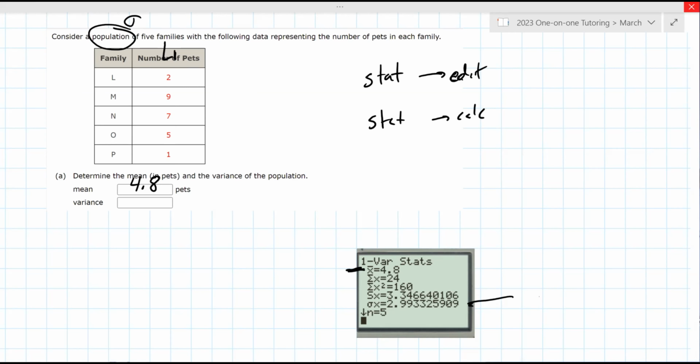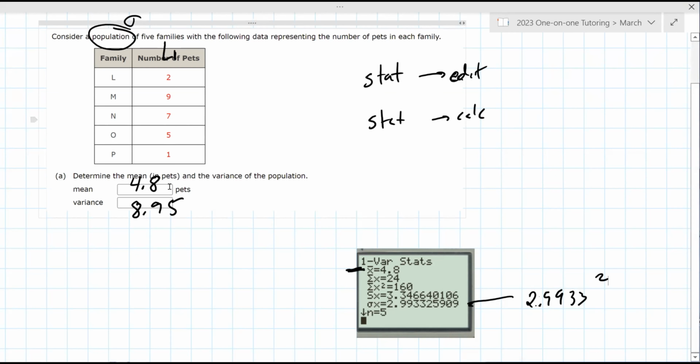Yeah, I'm not sure what to suggest. I mean, maybe just try 8.95, see if it works. For the variance. Yes. So that's the 2.9933 squared. Yeah, the 8.95 didn't work. Okay. Not sure what to suggest. Let's move on. It's 1 point out of many. I don't think we need it for the rest of it.